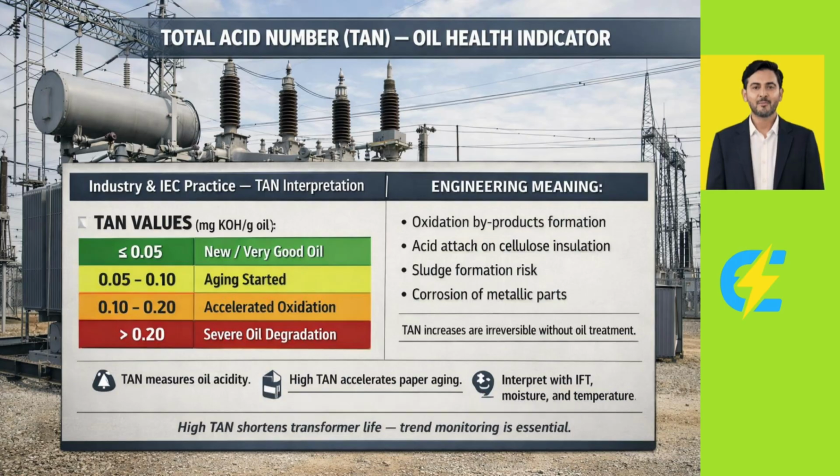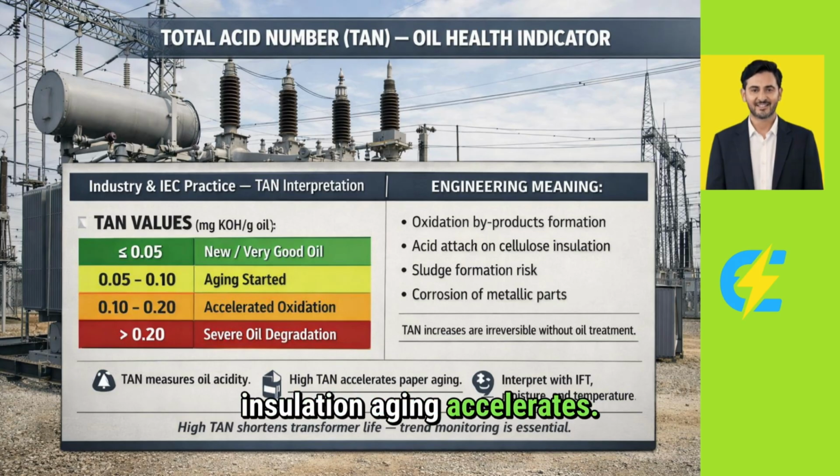When you're working with power transformers, there's one parameter that tells you everything about where your oil is heading. If you understand total acid number, you understand why oil fails, why sludge forms, and why insulation aging accelerates. This is where oil aging truly begins. Total acid number, or TAN, measures the acidic compounds present in transformer oil. Think of it as a chemical fingerprint that reveals how aged your oil really is.